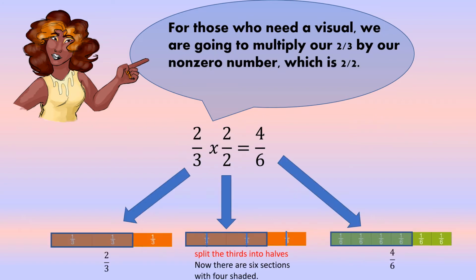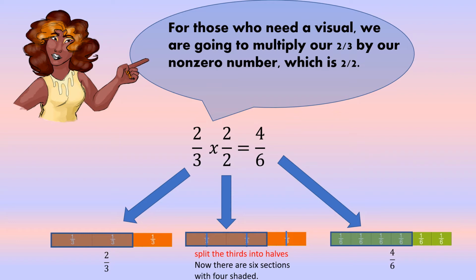For those who need a visual, we're going to multiply our 2/3 by our non-zero number, which is 2/2. If you look down at the first arrow, the fraction bar represents 2/3. There are 3 total parts and there's 2 shaded in. Now we look at the second arrow, which is right in the middle. It shows that we have split the thirds in half. Why? Because our non-zero number is 2/2. So we need to split the thirds in halves. Now there are 6 sections and 4 are shaded in.